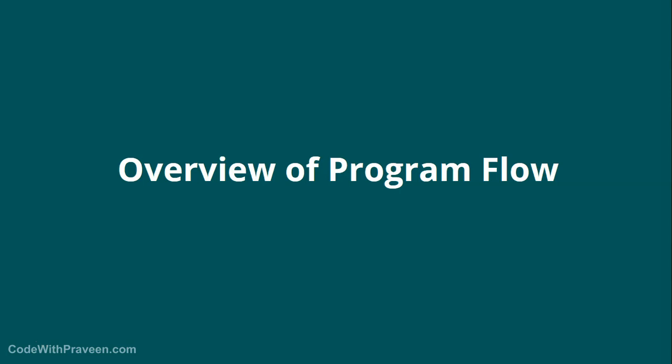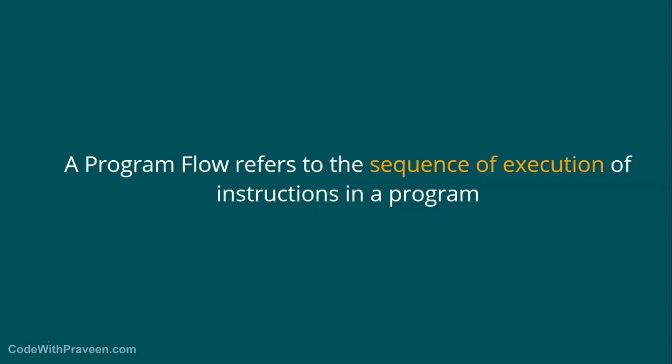In this video, let's have an overview of program flow. A program flow refers to the sequence of execution of instructions in a program. Say, for example, you have written a program and it has a few lines of code. Now, how do you define the sequence in which these set of instructions need to execute? How does the compiler or interpreter know in what order they need to get executed? This specific sequence is referred to as a program flow.